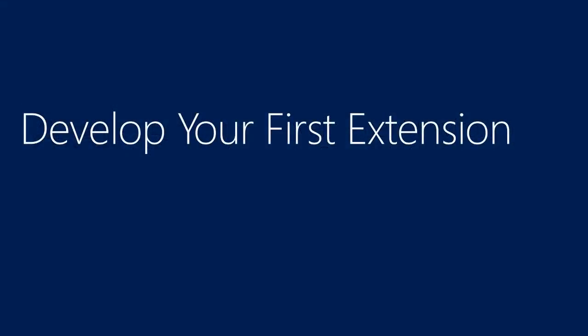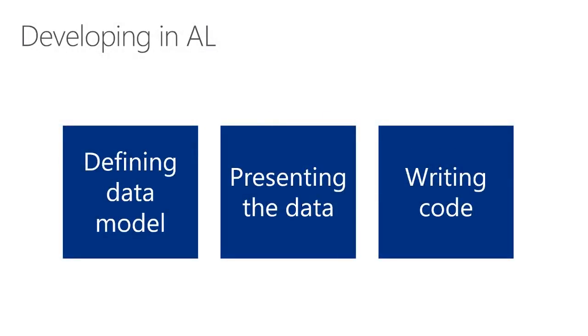and we are going to go into the next section, developing your first extension. In essence, developing in AL comes down to 3 parts. First, it is about defining the data model. Second, it's about presenting the data in the user experience. And third, it's writing code into methods and attributes and functionality that can be used by the user.